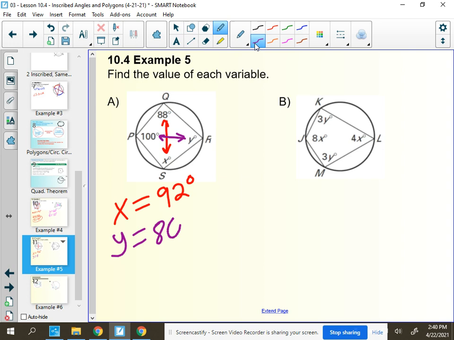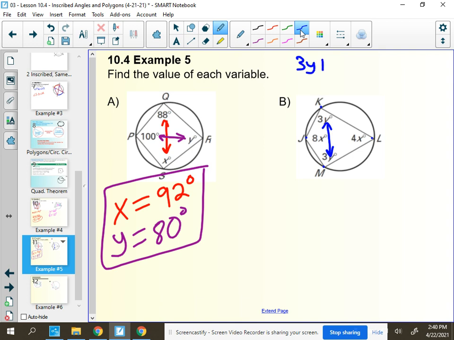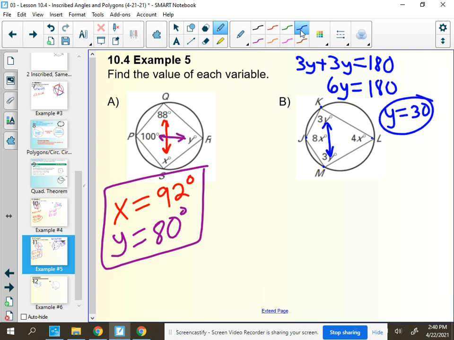So I know we kind of just jumped in there and did that one. I'm hoping you had a chance to pause it and try it. The second one is a little bit more work. If I'm going opposite angles, same thing's true, quadrilateral. 3y plus 3y has to equal 180. We're just setting it up a little bit more algebraically. So 6y equals 180. We'll divide both sides by 6 to get y equals 30.